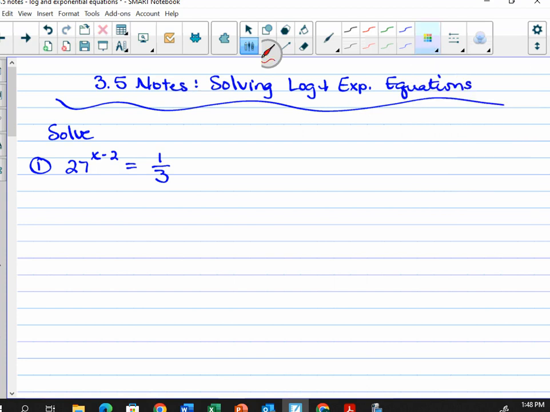Anybody else want to say what they got? So I was very impressed that you went from not having it written down to being done. All right, rewrite them with the same base. 3 cubed is 27. 3 to the negative 1, that's 1/3.